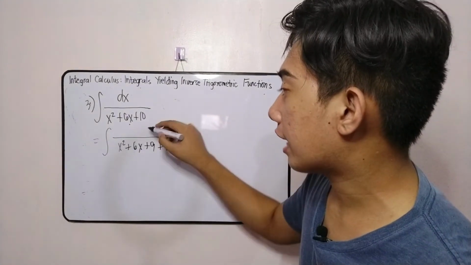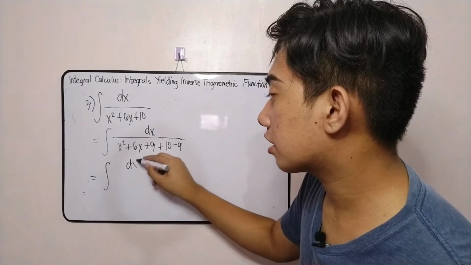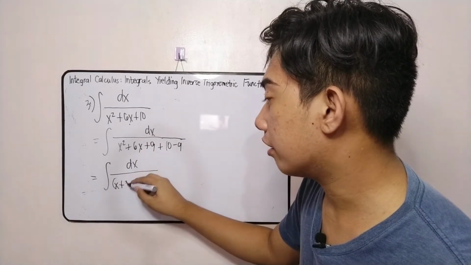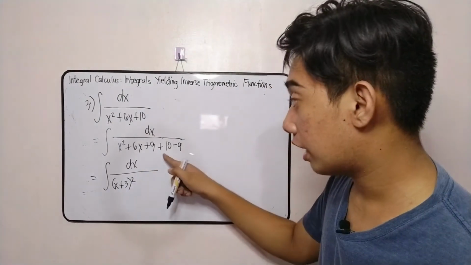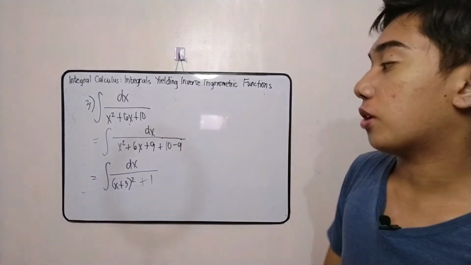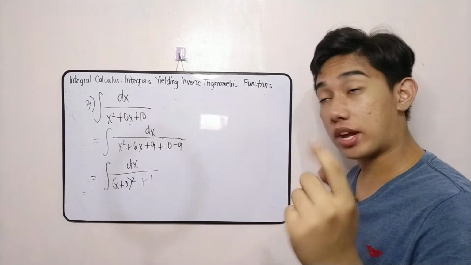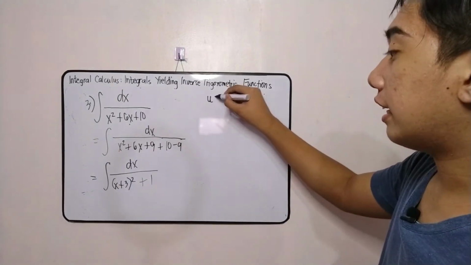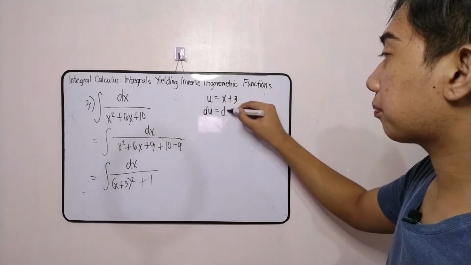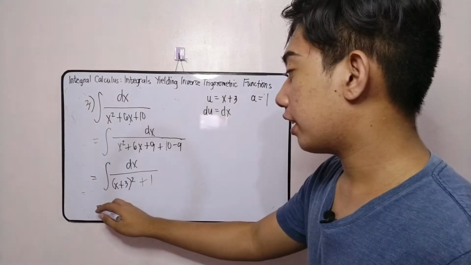I will put the dx in the middle so it is proper. Then, we have dx all over quantity x plus 3 squared. And we simplify this one. 10 minus 9 is 1. So, this is the shortened value. It is easier to identify u and a. So, our u here is x plus 3. Its differential is dx. And our a is 1. So, we can plug in the values.